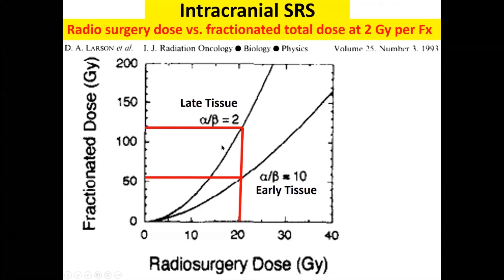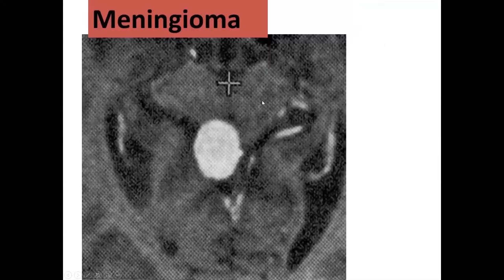For late reacting tissue, it will be 100 gray in 2 gray per fraction. So we can say EQD2 is 50 for early reacting tissue and 100 for late reacting tissue. So just keep this graph in mind while understanding the therapeutic advantage in intracranial SRS.